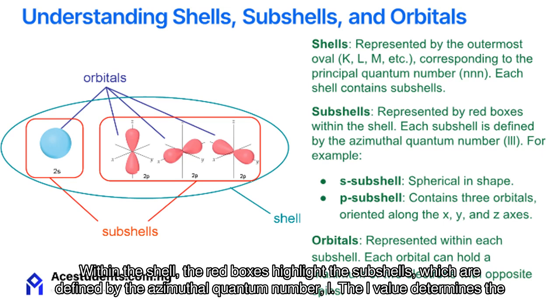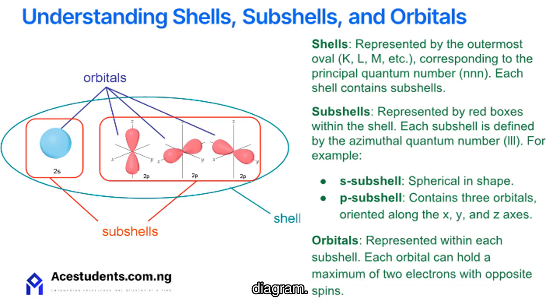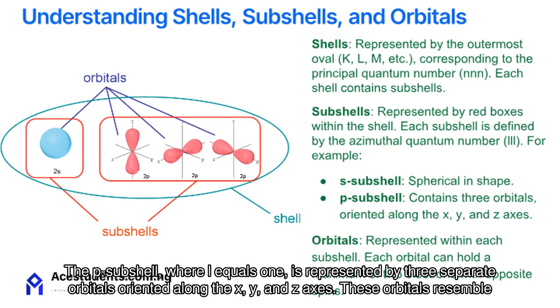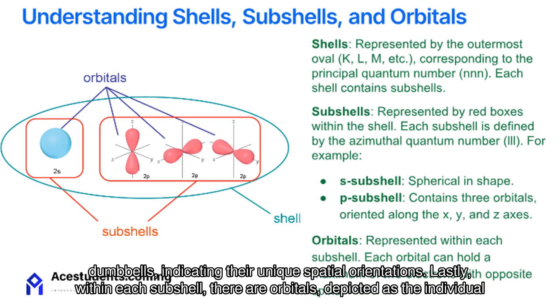Within the shell, the red boxes highlight the subshells, which are defined by the azimuthal quantum number, l. The l value determines the shape of the subshell. For example, the s subshell has l equal to 0, and its shape is spherical, as shown in the leftmost part of the diagram. The p subshell, where l equals 1, is represented by 3 separate orbitals oriented along the x, y, and z axes. These orbitals resemble dumbbells, indicating their unique spatial orientations.